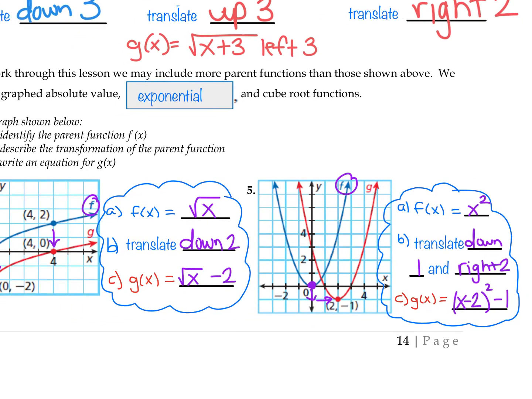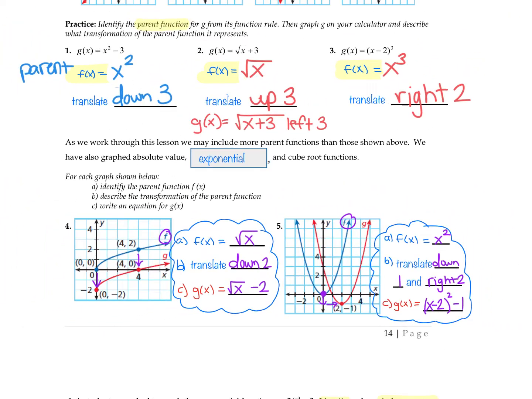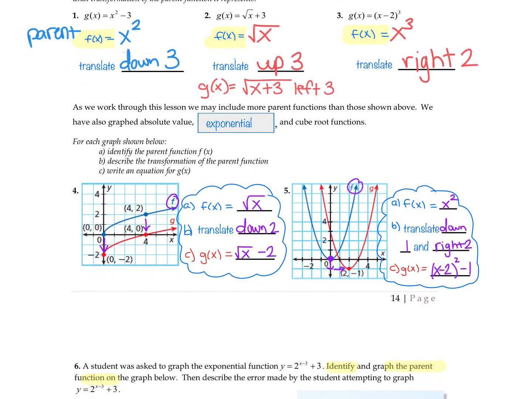All right, pause if you need to or go back and fill anything in. Otherwise, we're going to the next page.